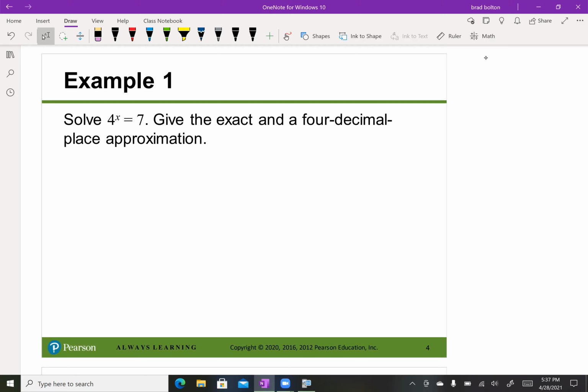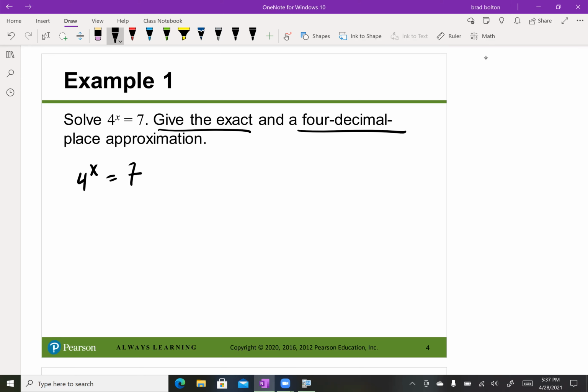Solve 4 to the x is equal to 7 and give the exact solution and also give the 4 decimal approximation. Okay, so here's the thing. Normally, when we have 4 to the x equals 7, we would try to make the bases the same.